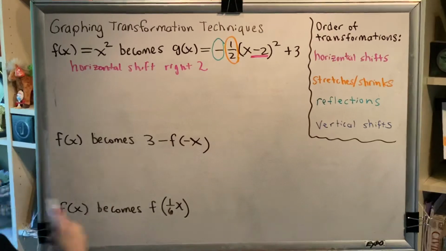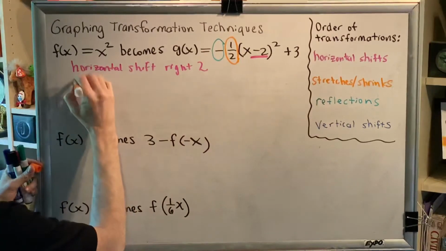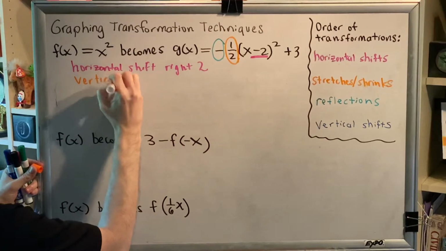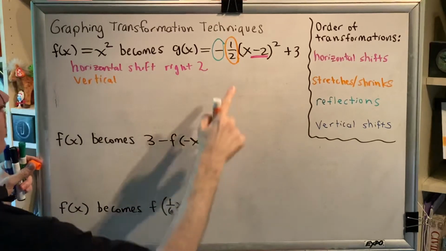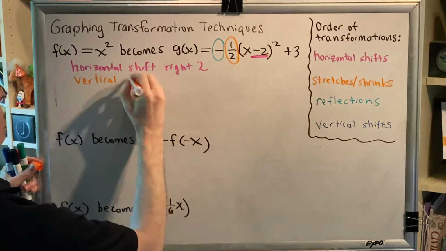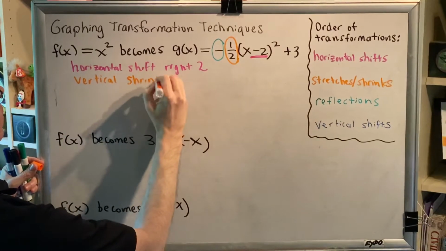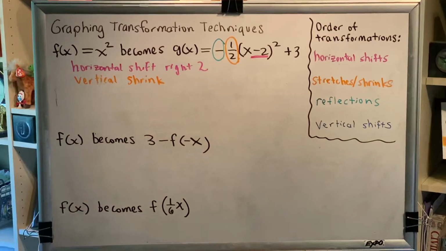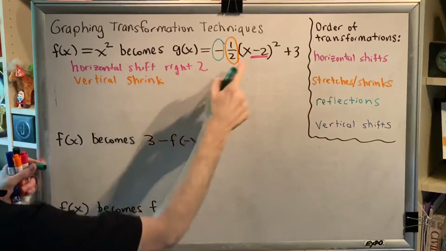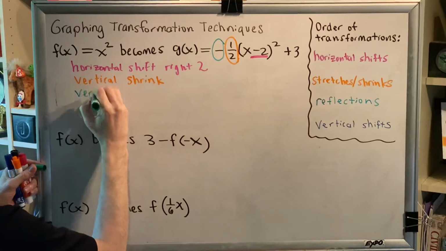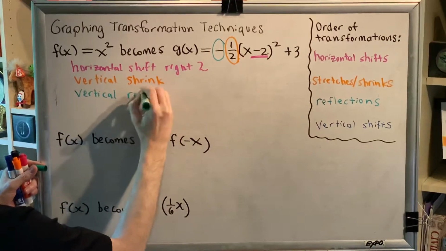Okay, so this 1/2 is outside far from x, which makes this a vertical. The fact that it's multiplying by a number makes it a shrink or stretch, and the fact that it's less than 1 makes it a shrink. All right, there we go, a vertical shrink. All right, next we're looking for multiplication by negatives. And we see that right here. So this is indicative of some sort of a reflection. This negative is outside far from x, so that makes this a vertical reflection.